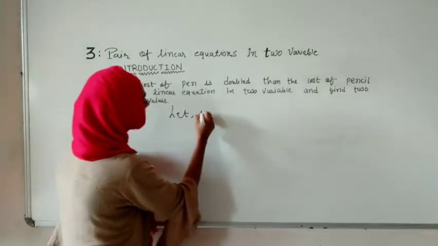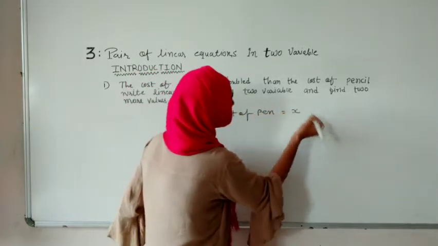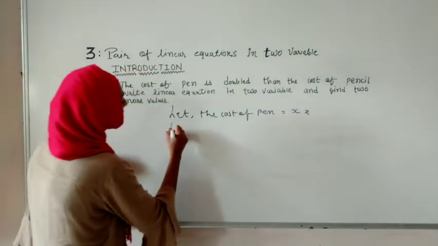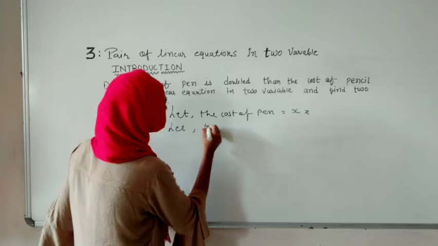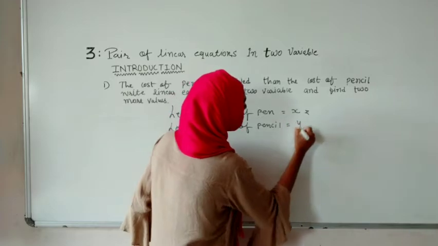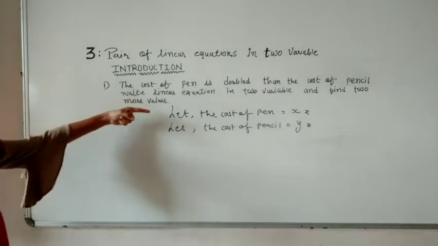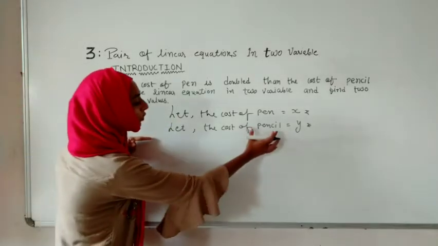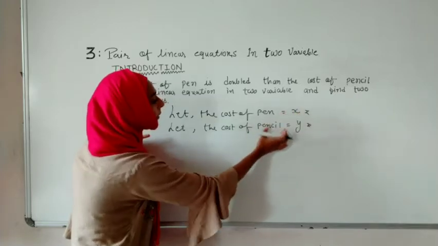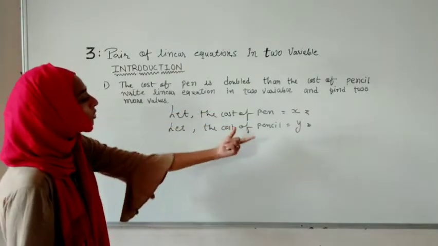So here I will guess, let the cost of pen is x, and if it is cost, so we will write it in rupees. And let the cost of pencil be y rupees. Then what kind of linear equation are we getting? So here we will read the question after denoting this. If you wish that the cost of pencil should be x and pen in y, that is your wish. But here I have guessed the cost of pen is x and the cost of a pencil is y.